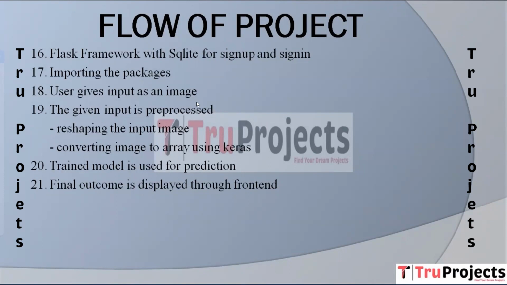The user provides input in the form of an image for the model to make predictions. Then the given input is pre-processed: reshaping the input image, adjusting the shape of the input image, and converting the image to an array using Keras.